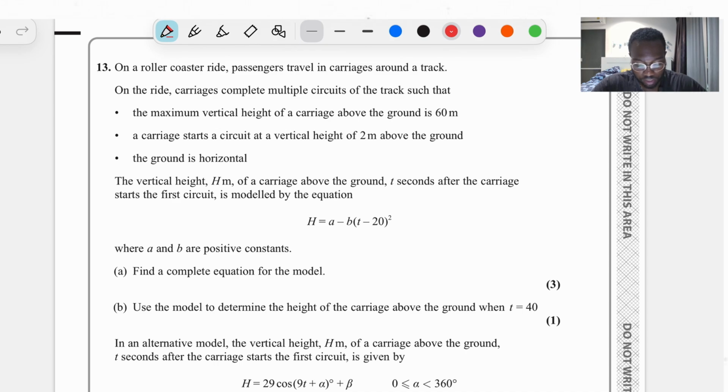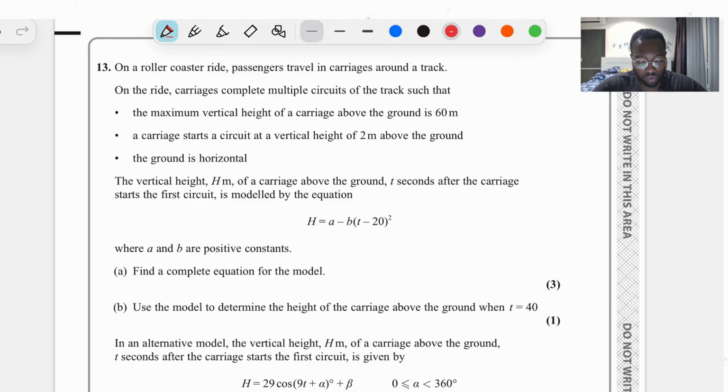When they say that, all they want us to do is work out our a and b values and put them in. So what information have we been given? We've been given two pieces of information. The maximum vertical height of the carriage above the ground is 60 meters, and the carriage starts a circuit at a vertical height of 2 meters above the ground. So what does all of that mean?